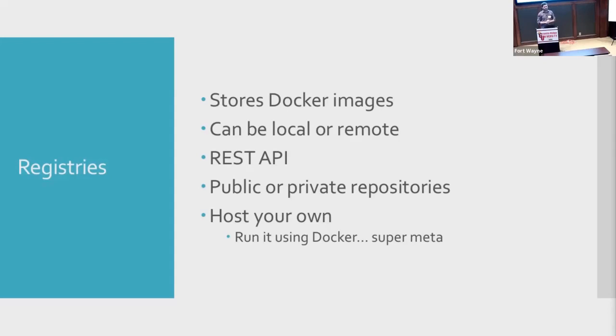So we use something called registries. And registries are the place where Docker stores these images. On my system right now, there is a registry. That's how it manages images on local systems. You can have registries on any system over the internet. It uses a simple REST API to manage it. You can host public or private repositories, requiring authentication or not. And obviously you can host your own, and you can even host a Docker registry running in Docker, which is awesome.